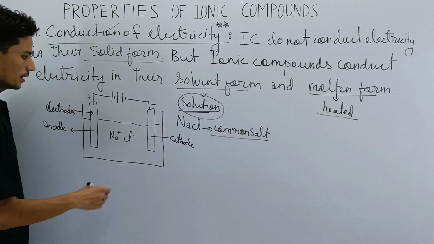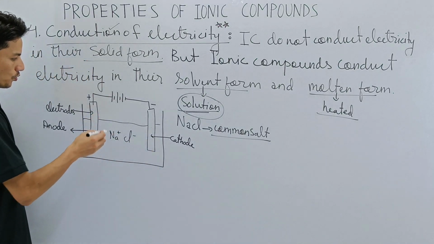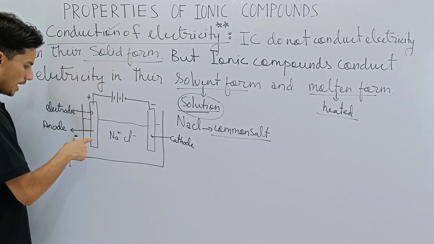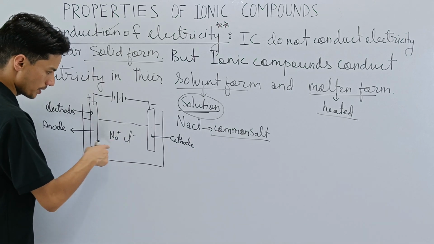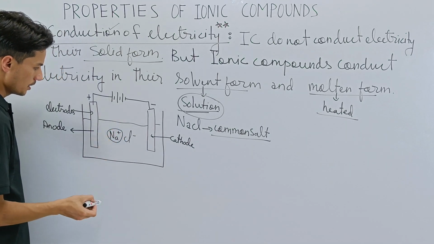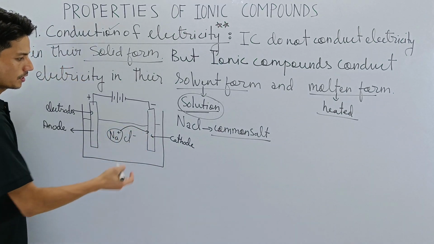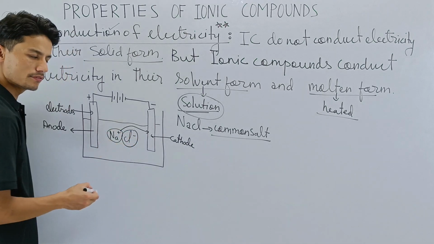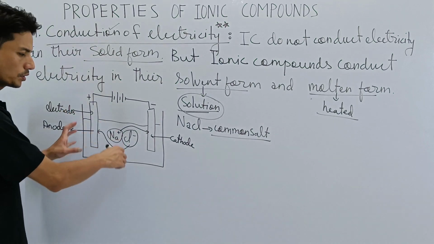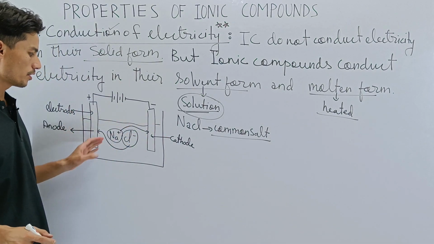Now, there's a battery here. So current flows here first to the anode. What will happen? See here, this is a positive sodium ion. It will be attracted to the negative electrode, which is the cathode, and this is a negative ion. It will be attracted to the positive electrode. So all the sodium and chlorine ions here will be moving. There will be movement of ions.